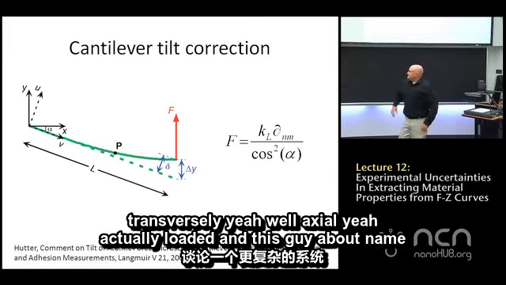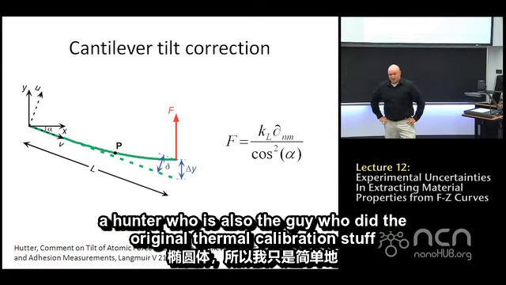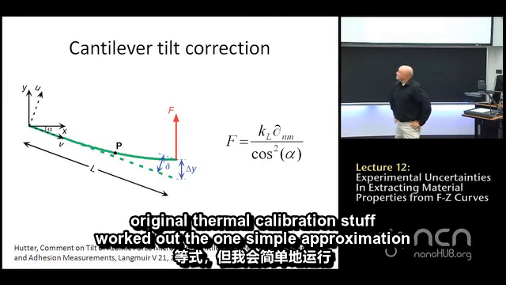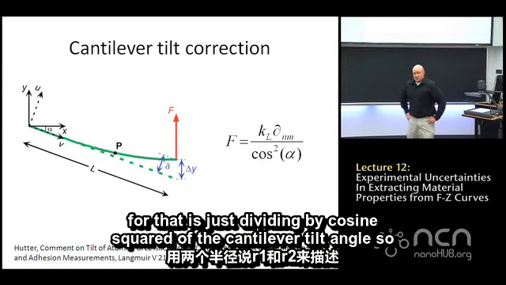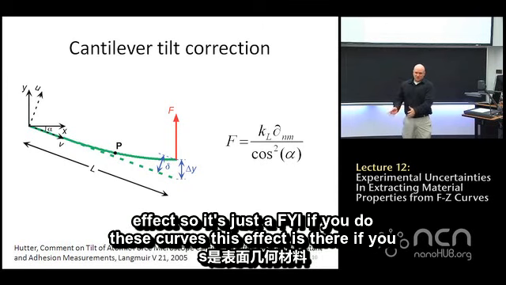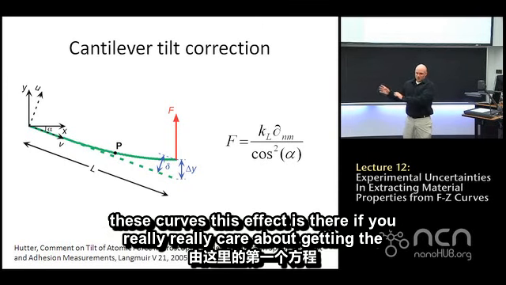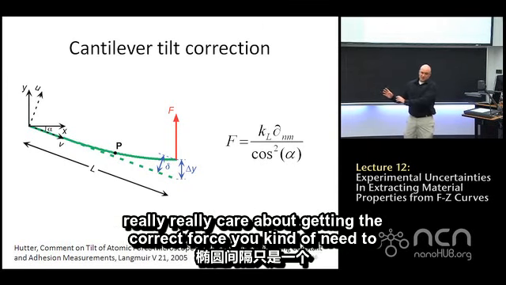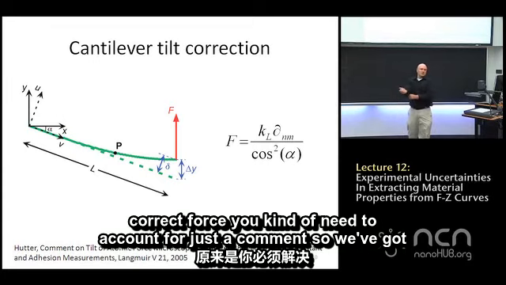And this guy by the name of Hutter, who was also the guy who did the original thermal calibration stuff, worked out that one simple approximation for that is just dividing by cosine squared of the cantilever tilt angle. So this is like a 20-30% effect. So it's just an FYI. If you do these curves, this effect is there. If you really care about getting the correct force, you need to account for this. Just a comment.